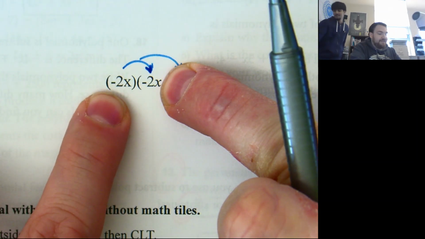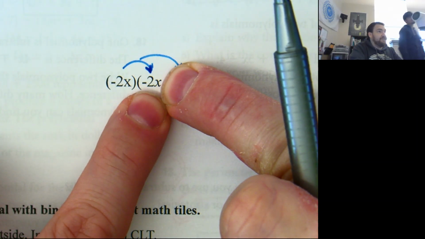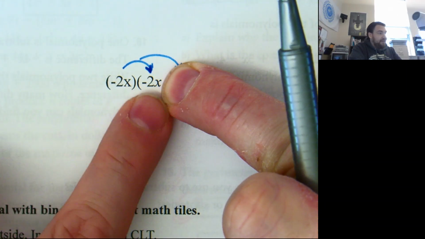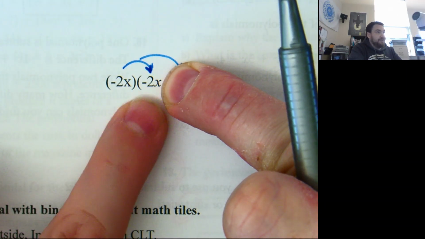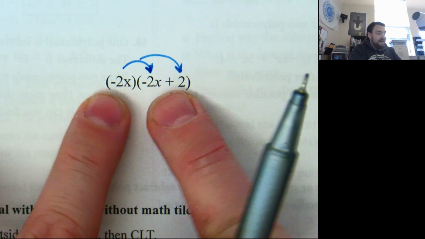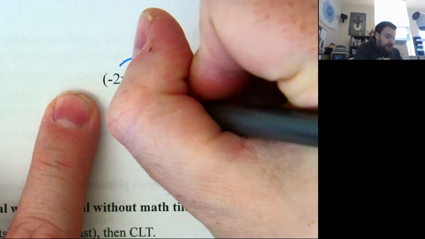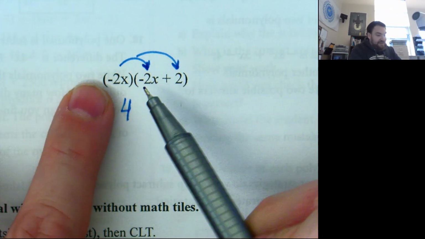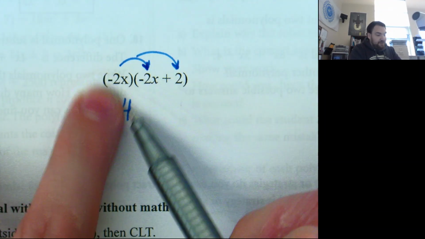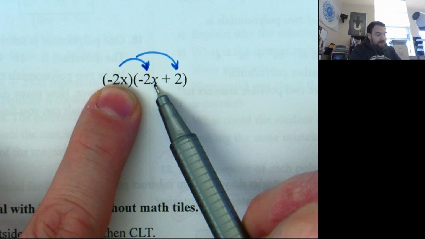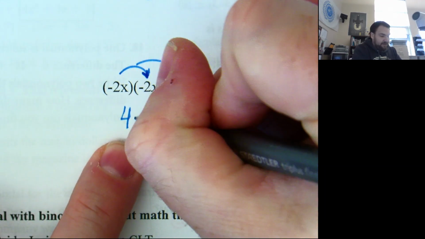I've got negative 2x times negative 2x. So I'm going to multiply the coefficients, and we're going to combine those x's using our exponent laws. Negative 2 times negative 2 is? I'm going to get positive 4. That's good, because a negative times a negative is positive. 2 times 2 is 4. And x times x is going to be? x squared.